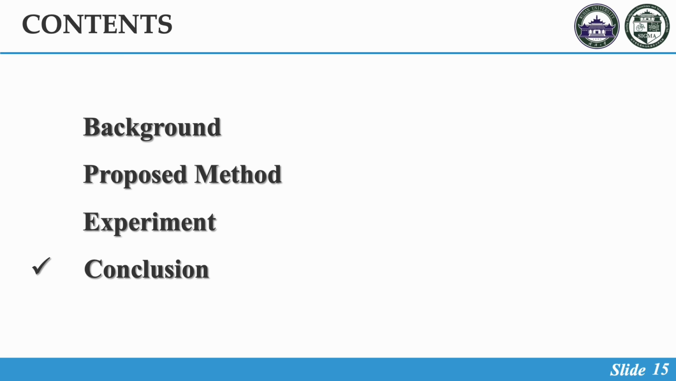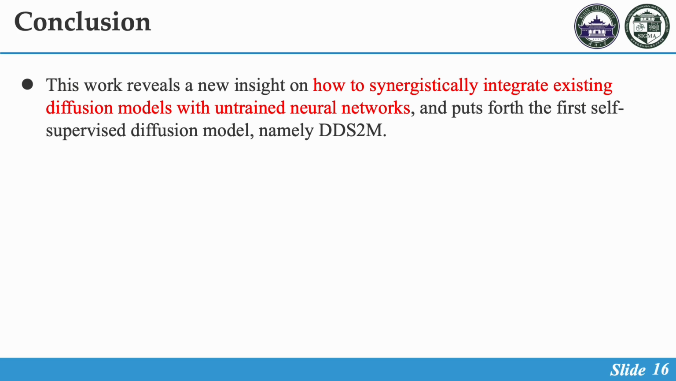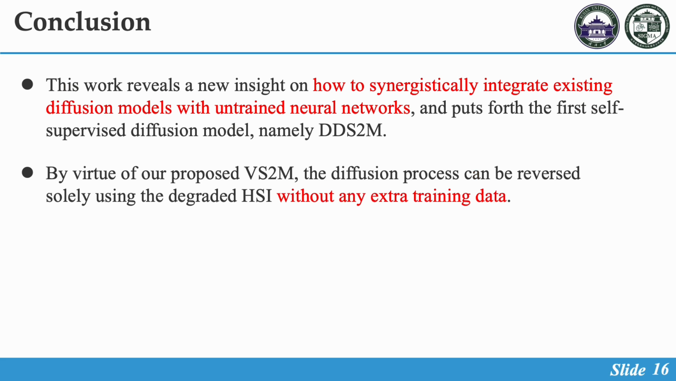The conclusion of this work can be summarized as follows. First, this work reveals a new insight into how to synergistically integrate existing diffusion models with untrained neural networks and puts forth the first self-supervised diffusion model, namely DDS2M. Second, by virtue of our proposed VS2M, the diffusion process can be reversed solely using the degraded HSI without any actual training data.